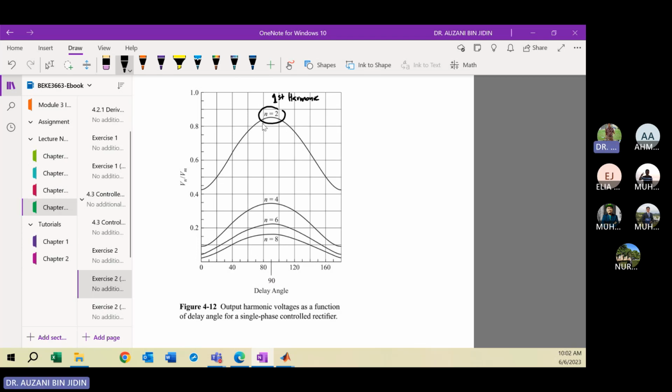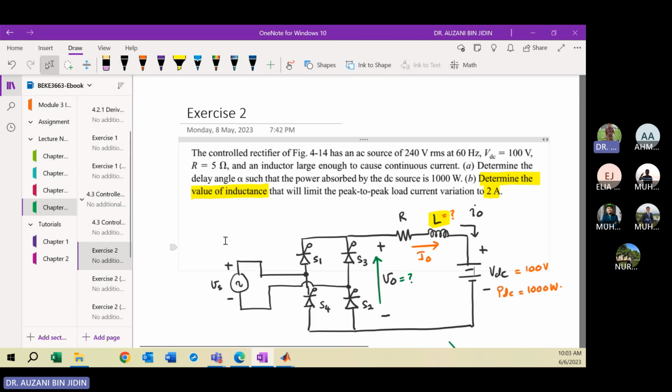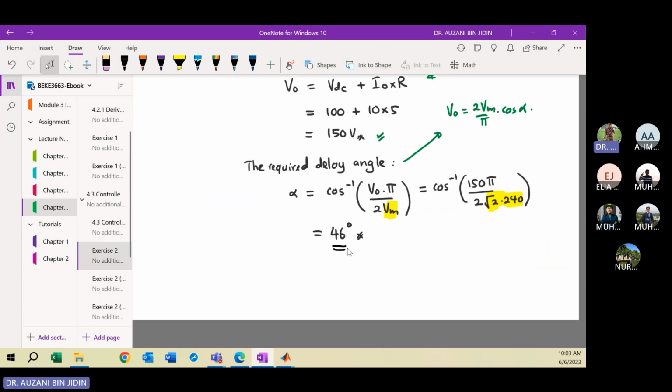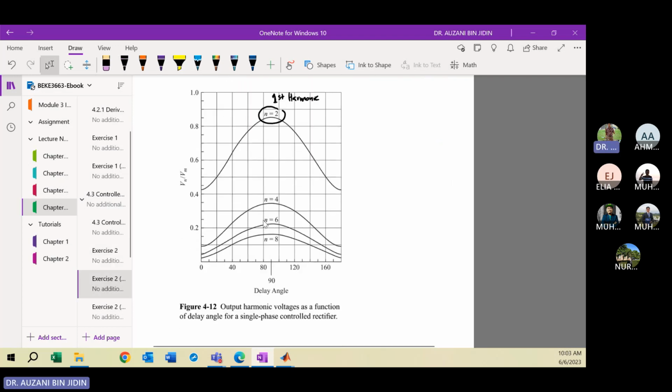Actually you can sketch this characteristic based on the equation that you have learned already in the power electronics subject. For this subject, I don't need to discuss in detail how to get this characteristic. We just apply it. Based on the calculation, alpha is 46 degrees, so from the graph you can estimate V2, the first harmonic. You just focus on this curve.